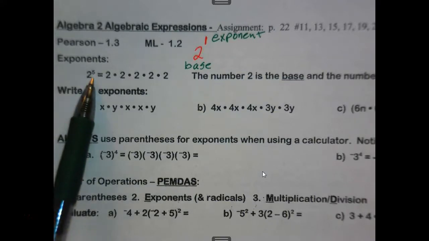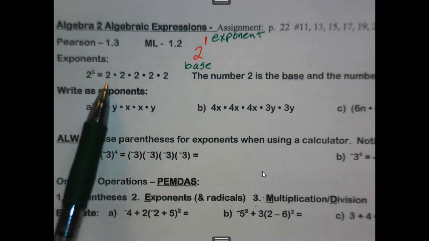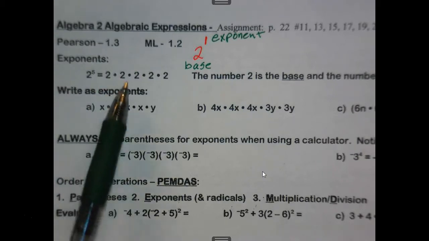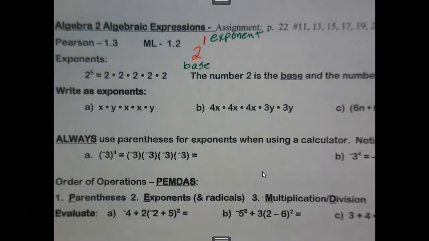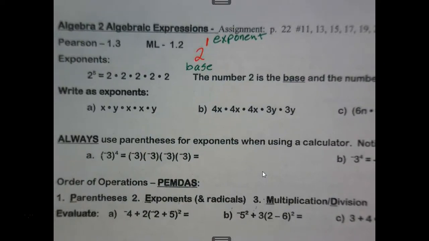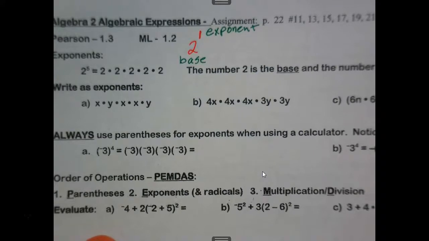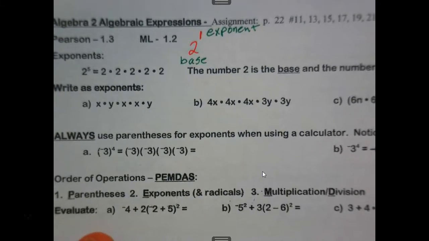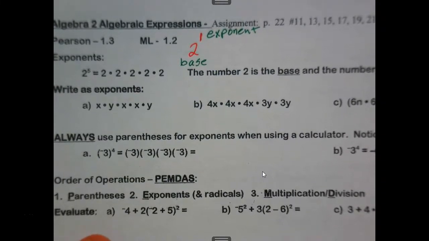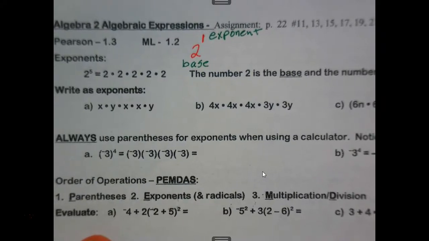2 to the 5th means I'm going to multiply that number by itself 5 times. It doesn't mean I'm going to take 2 times 5, which a lot of you will do continuously over and over again. It means I'm going to take 2 times 2 times 2 times 2 times 2. Does everybody know how to put that in their calculators?